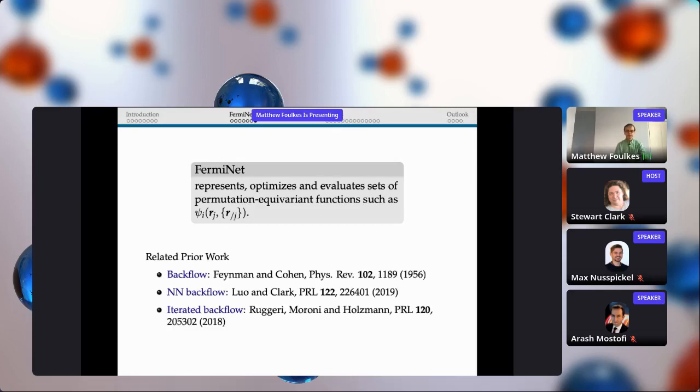This is not an entirely new idea. The idea of generalizing one-electron orbitals goes back to the idea of backflow by Feynman and Cohen, and was first done in a neural network context in lattice systems by Luo and Clark. We're going further than either of those did in the form we're using here, considerably further. There's also some interesting work by Holtzman and Moroni and people about what's called iterated backflow, which does something similar. So it's not entirely new, but it was the first time this had been done in a real molecule.